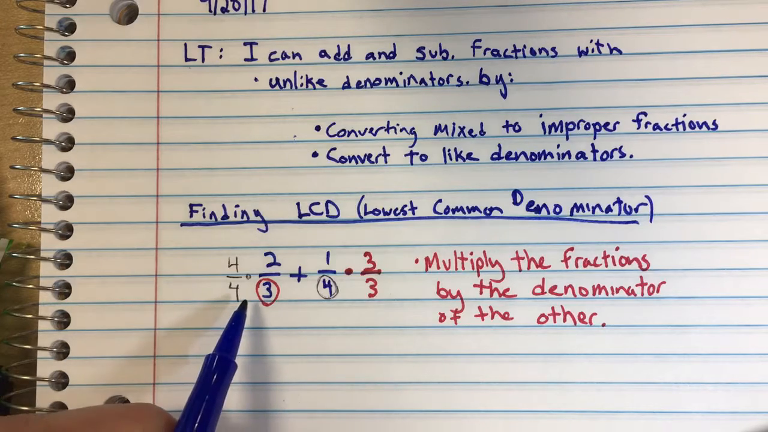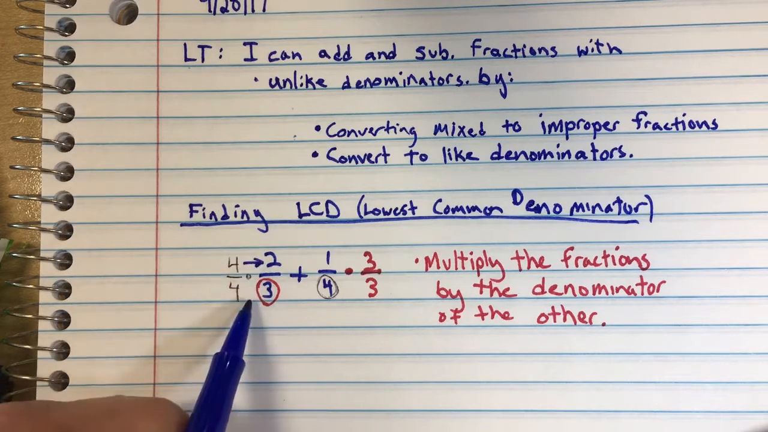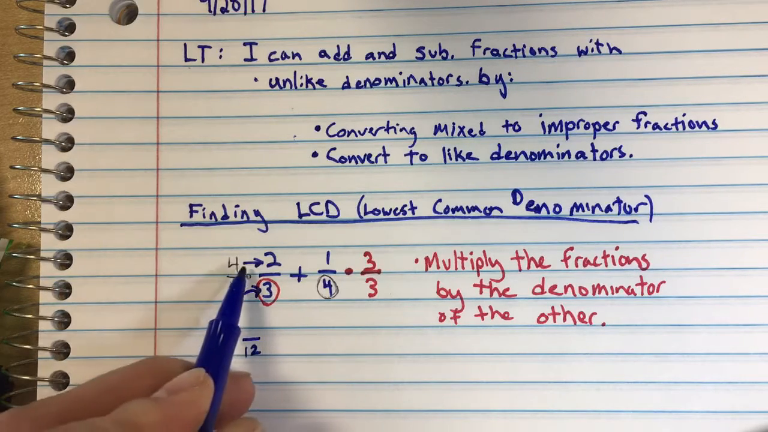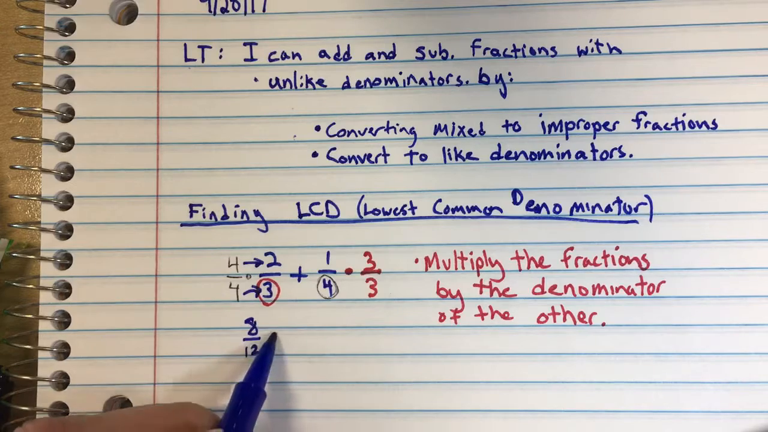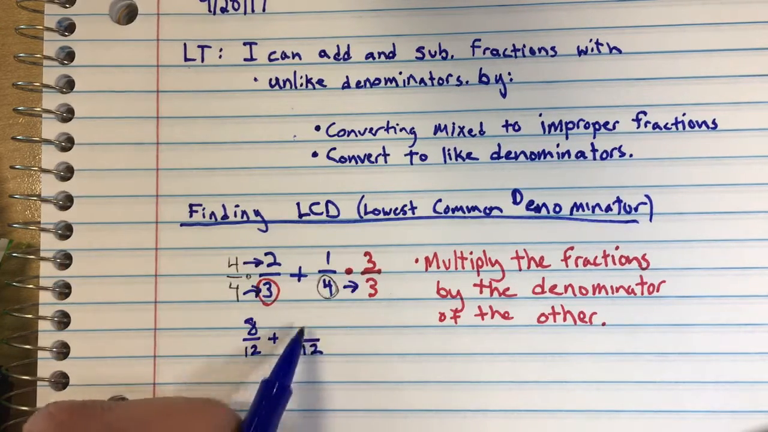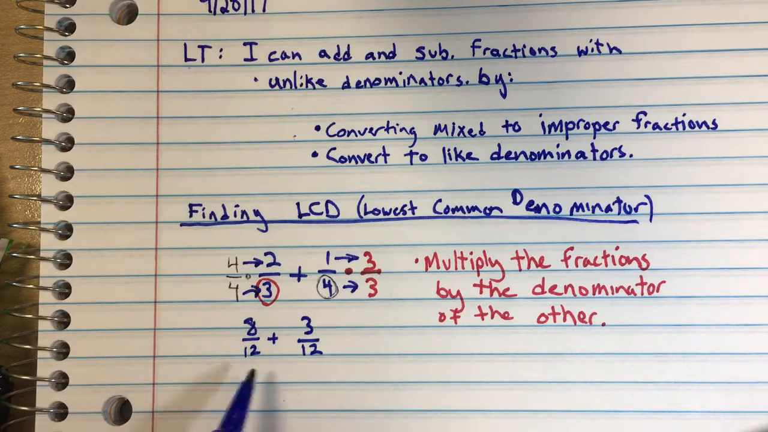And so multiplying fractions, which we really haven't gotten to a whole lot, I'm just going to multiply these together. So 4 times 3 is 12. 4 times 2 is 8. So 8 twelfths plus, all right, 4 times 3 is 12. And 1 times 3 is 3. Great. Now I've got my common denominator, so I can just add my numerators.